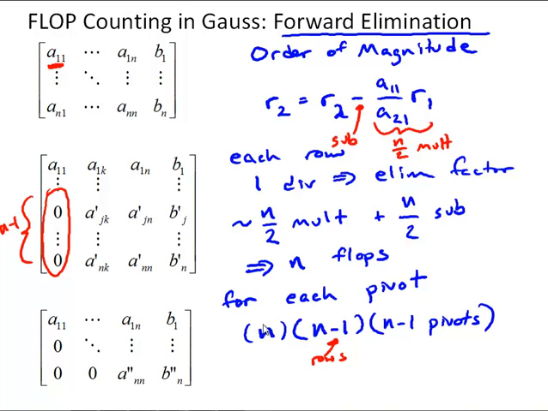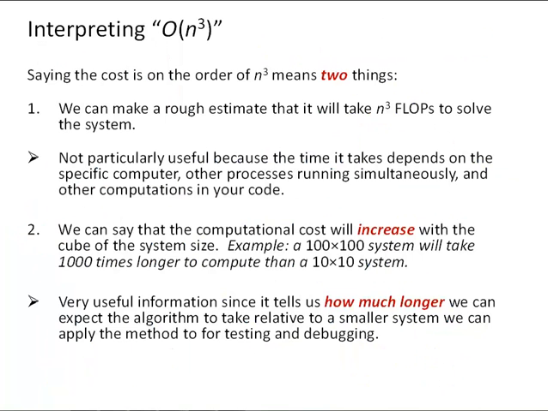So if we just look at the leading term, we have n times n times n. And what we'll conclude is that overall, the number of flops required to do this is on the order of n cubed. So what does that mean when we say it's on the order of n cubed? Well, it tells us that we can make a rough estimate that it will take n cubed flops to solve the system, for the forward elimination step. So a 10 by 10 system would take approximately 10 cubed equals 1,000 flops for the forward elimination step.